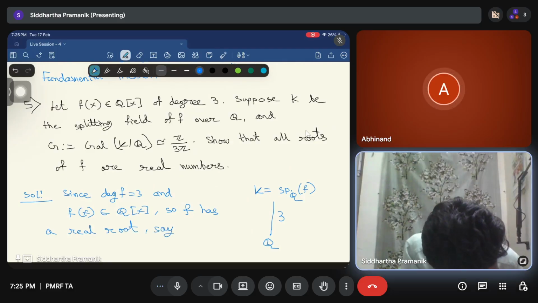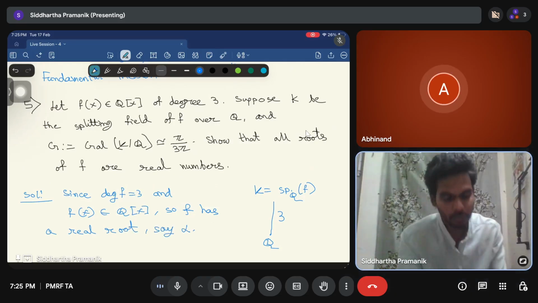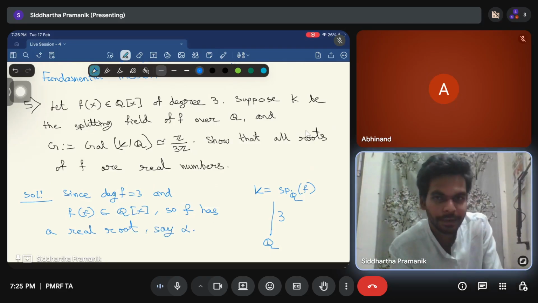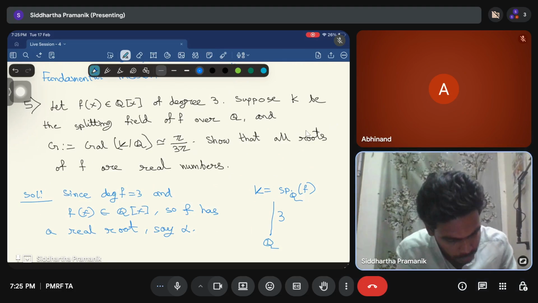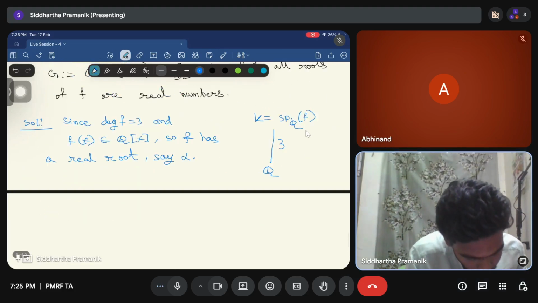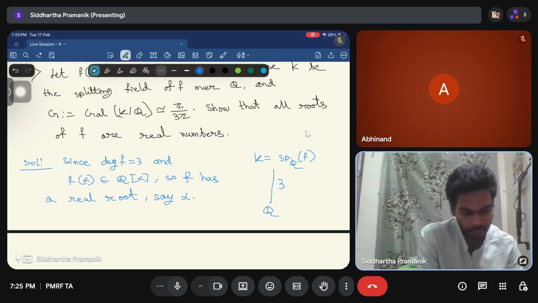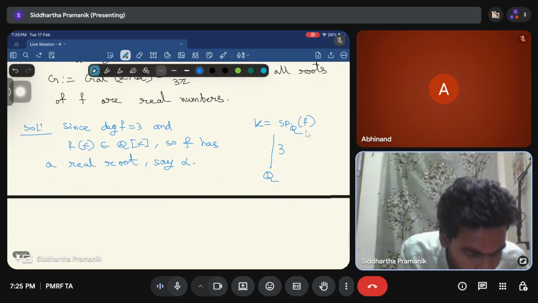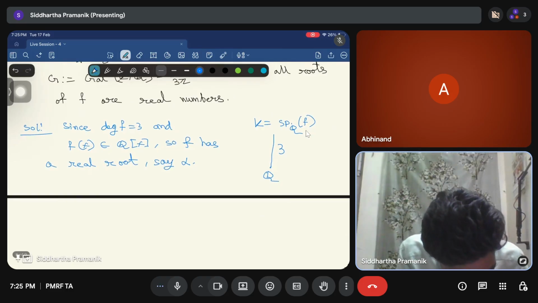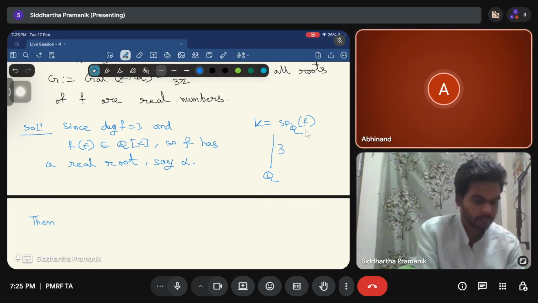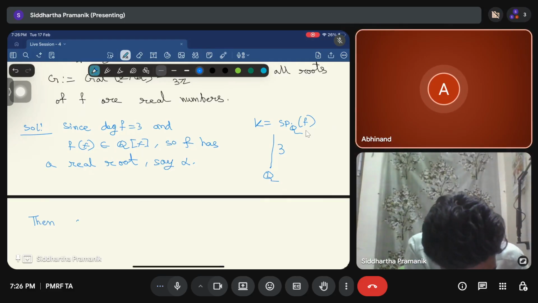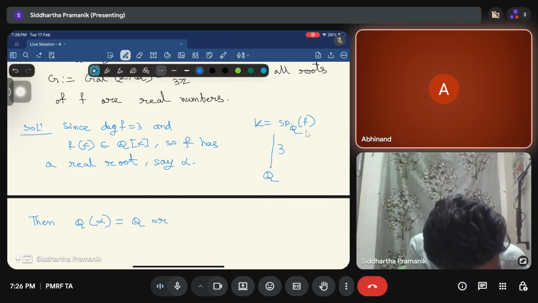Say alpha. Because complex roots of real polynomials always occur in pairs, and since the degree is odd, there has to be a real root. So let's take it to be alpha. Now what can you say about Q adjoin alpha? It should be either equal to Q or equal to K. Q adjoin alpha is exactly equal to Q or it is K.